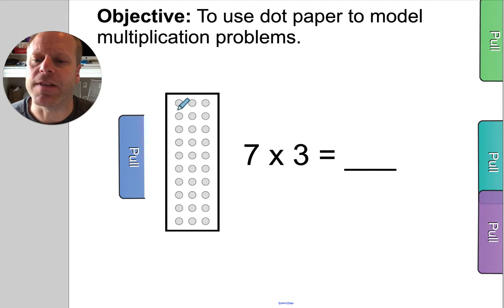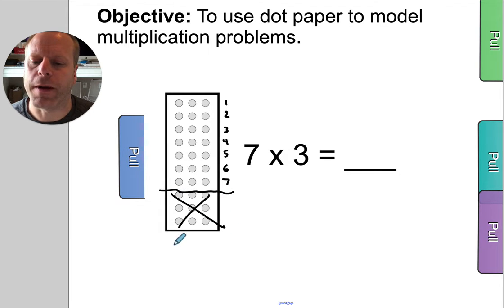I need 7 of these. 1, 2, 3, 4, 5, 6, 7. Rip it right there. Throw that part in the garbage. My answer is right there. 7 3's is my answer. All I have to do is count for it. 1, 2, 3, 4, 5, 6, 7, 8, 9, 10, 11, 12, 13, 14, 15, 16, 17, 18, 19, 20, 21.